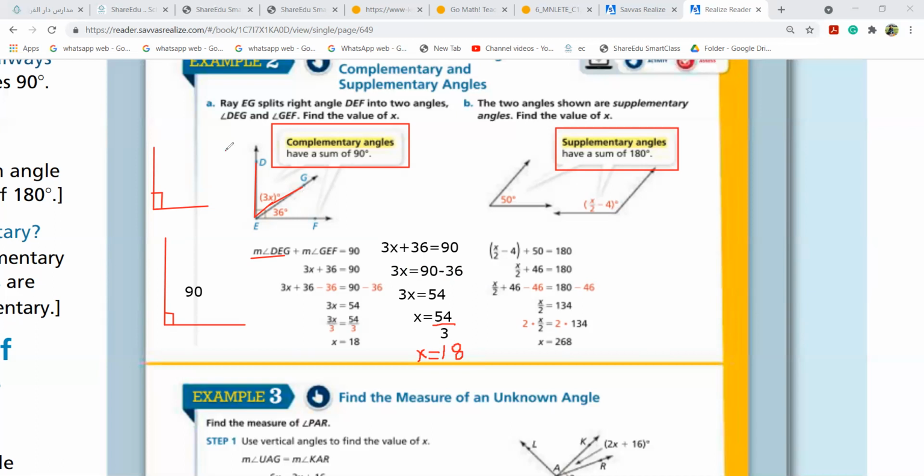Put a star mark on this question. I added both, so I get 90. 3x plus 36, I get 90, and then I find x using algebra. Any question? No.